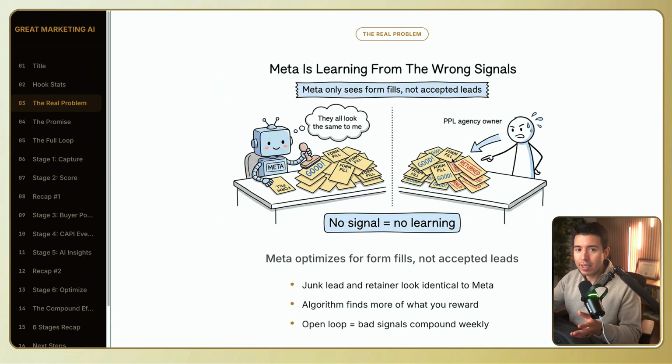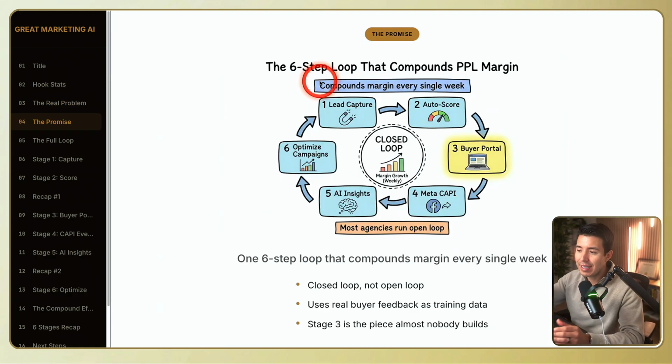your buyers. And I see this misconception with a lot of media buyers where they're getting this traffic, they're getting a low cost per lead, but the lead quality just isn't there. And it's because Meta is learning from the wrong signals. So what we implemented is this 6-step loop.